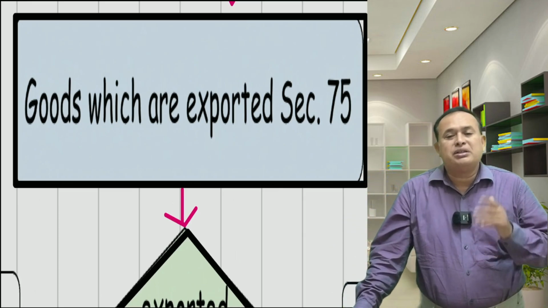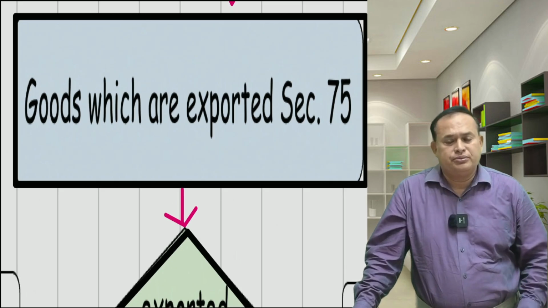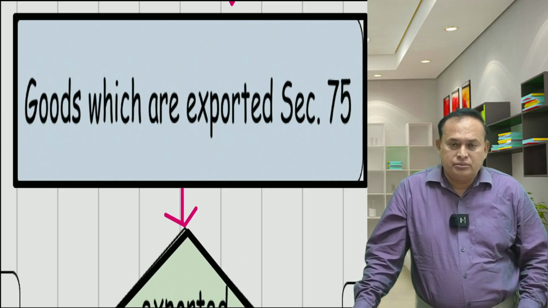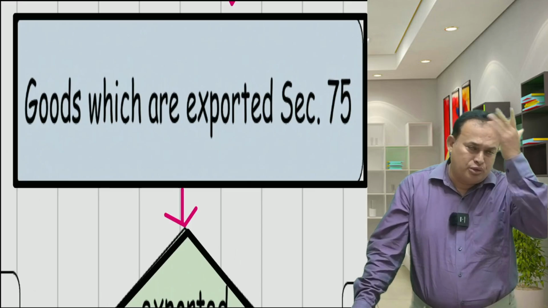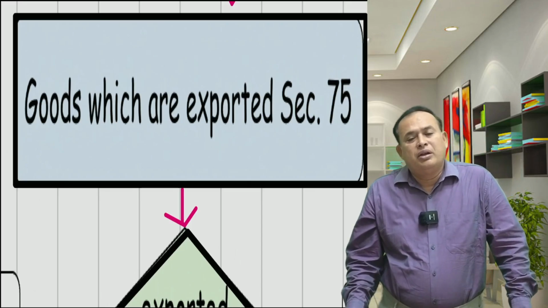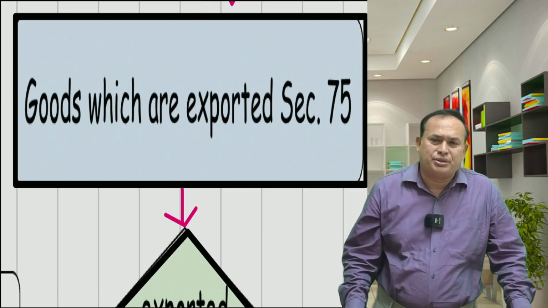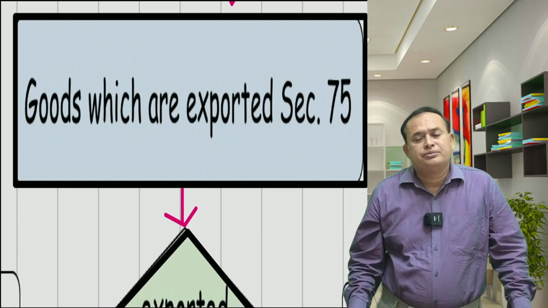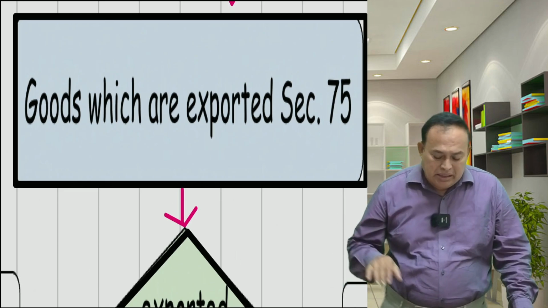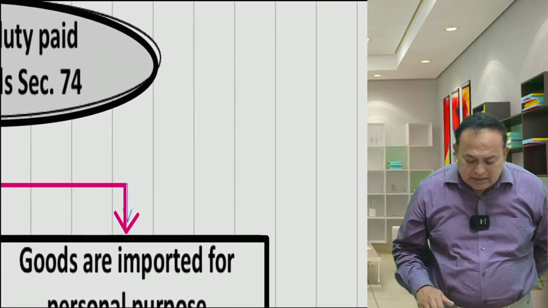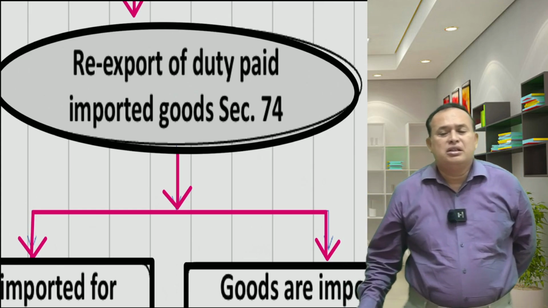where I export the goods. For my exports, there is no history of import. I may import the raw material, but raw material I am not exporting. Finished goods only I am exporting. Duty drawback on only export of goods, not a re-export, export of goods. In that case, section 75, duty drawback, is a separate category. Let us concentrate on this particular section 74. Re-export of duty paid imported goods.